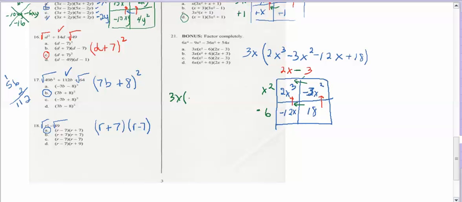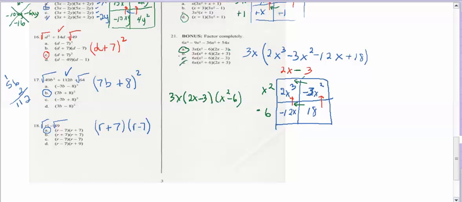3x, 2x minus 3, and x squared minus 6. So that's my answer. That's what I'm looking for. So I know it's not these two. So we have x squared minus 6 and 2x minus 3. And it looks like it's letter A for your answer.